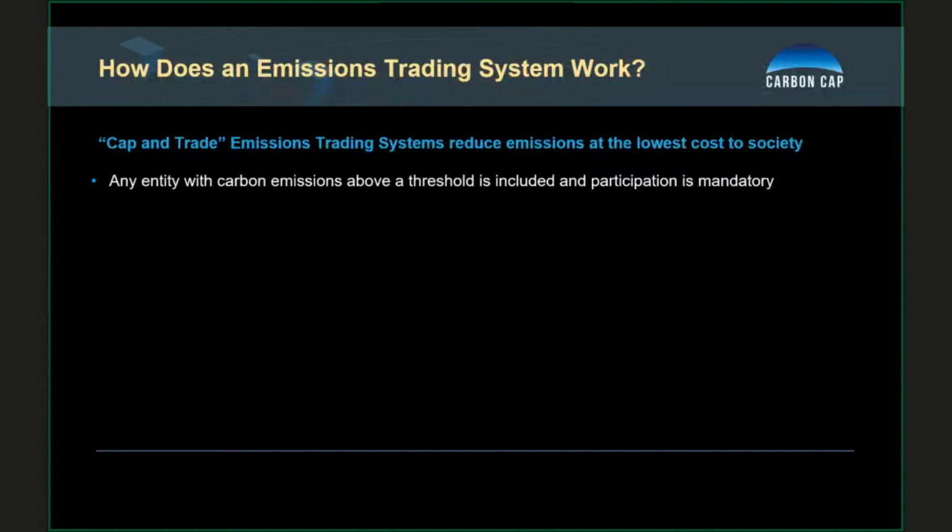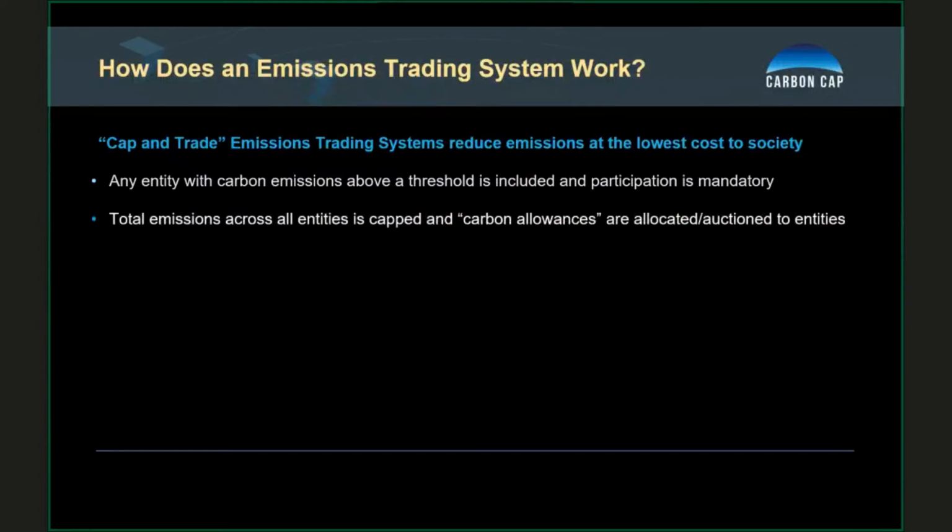So in Europe, there's about 13,000 of the biggest companies, the big emitters, the big polluters that are included, and that covers about half of all the emissions in Europe. The total emissions across Europe are capped at about 1.6 billion tons per year. And every year that cap comes down by about 2% a year. So this gives us the environmental certainty that we want. We want to know that emissions are going to be capped and come down.